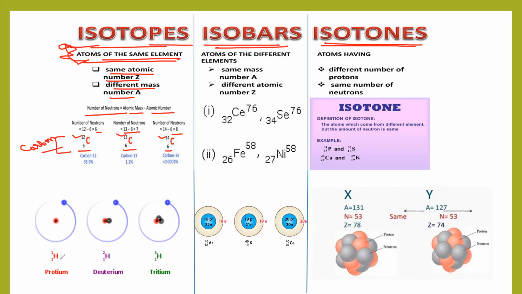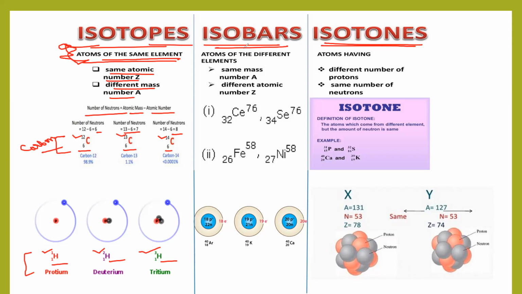Another example is hydrogen. This is 1H1, this is 1H2, this is 1H3. So protium, 1H1, has mass number 1. Deuterium has mass number 2, and tritium has mass number 3. So these are three isotopes of hydrogen.